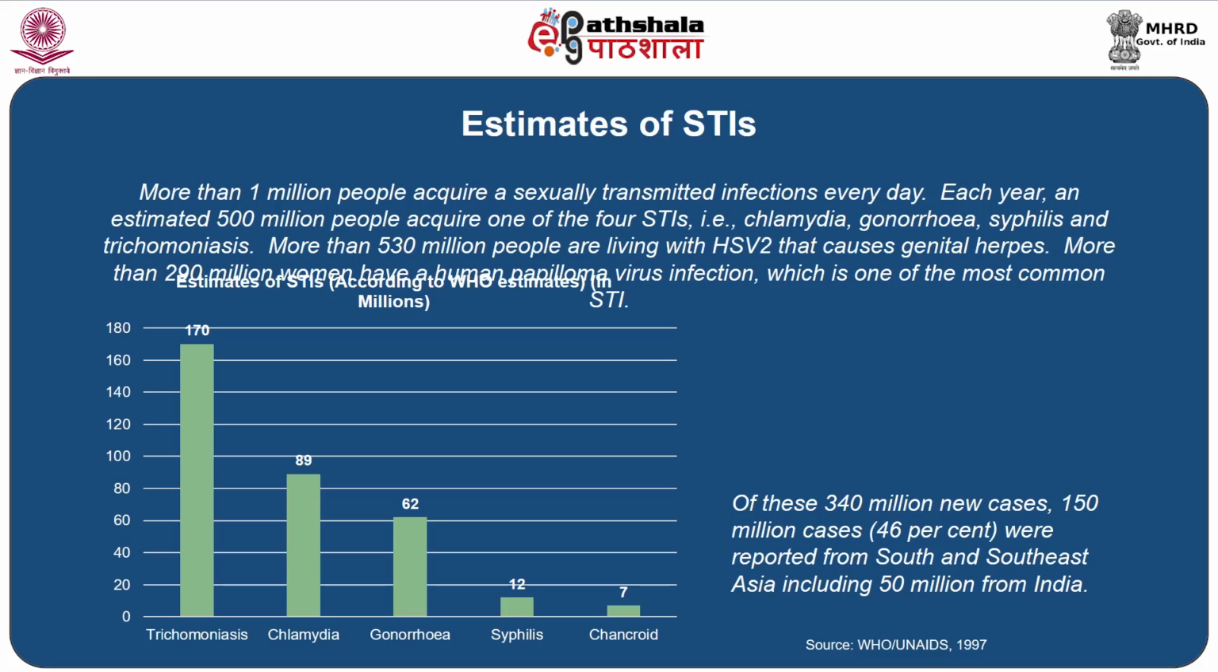Each year, an estimated 500 million people acquire one of the 4 STIs, that is, chlamydia, gonorrhea, syphilis, and trichomoniasis. More than 530 million people are living with HSV2 that causes genital herpes. More than 290 million women have human papillomavirus infection, which is one of the most common STIs.